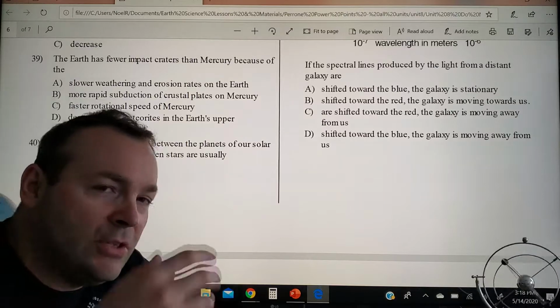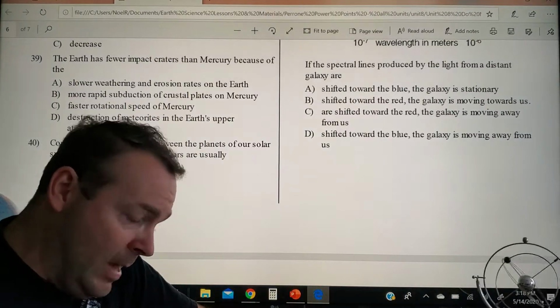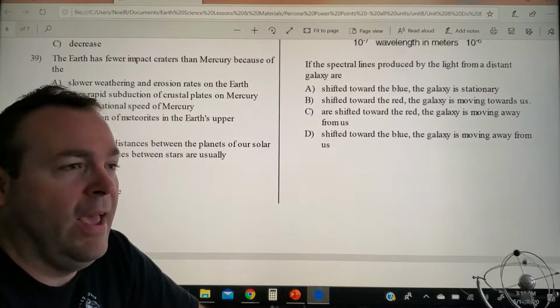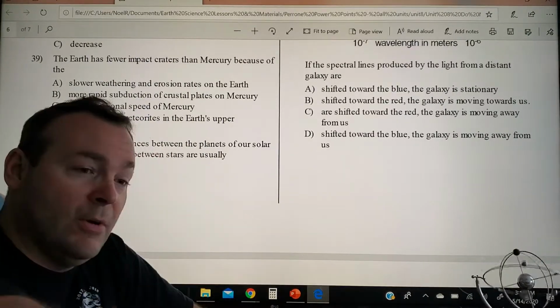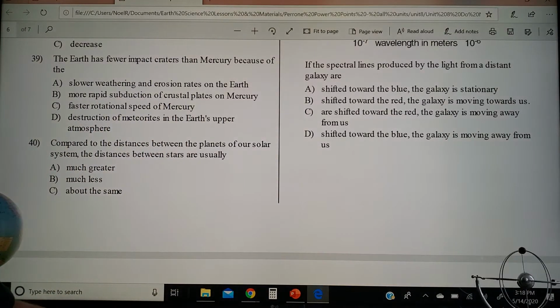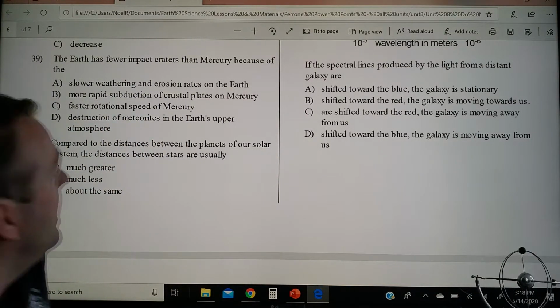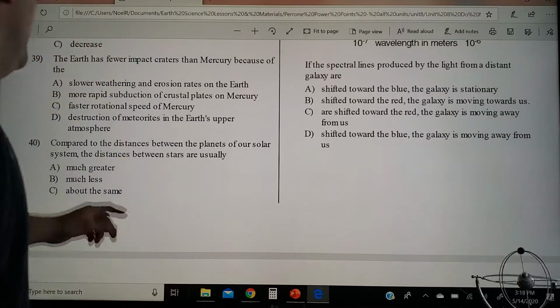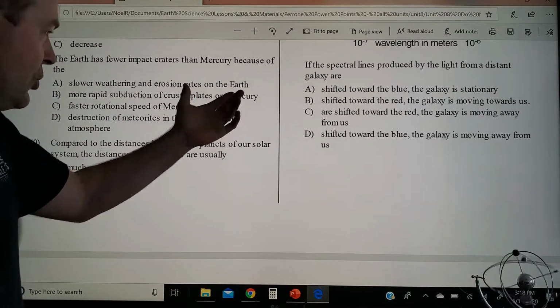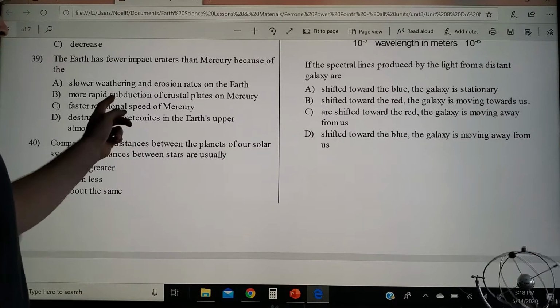Mercury is too close to the sun. The sun's gravity is too strong. It robs, so to speak, Mercury of any atmosphere it would have. So when the meteors come into Mercury, they don't burn up at all. They just hit the surface. All right. So got to be something about that there. Certainly, if there's no atmosphere, there's much less weathering and erosion. So that's a good possibility.